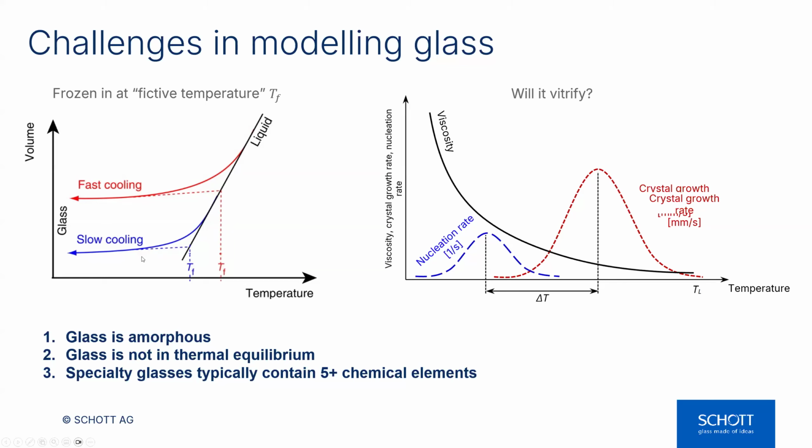So in the end, this means the properties of the glass that you compute depend on the cooling rate. Of course, computationally, we are limited to cooling rates that are somewhere close to the speed of atomic vibrations that we need to resolve. So that's a big challenge.